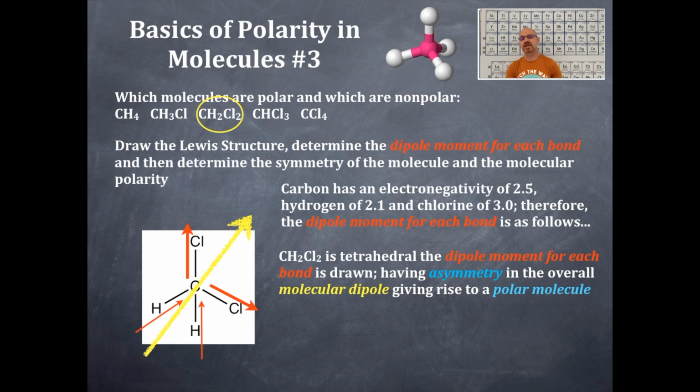So that's what this information is telling us. CH2Cl2 is tetrahedral. The dipole moment for each bond is drawn in the red. It has asymmetry here, and therefore there's a molecular dipole, and it yields to a polar molecule. So this will align itself in an electric field.